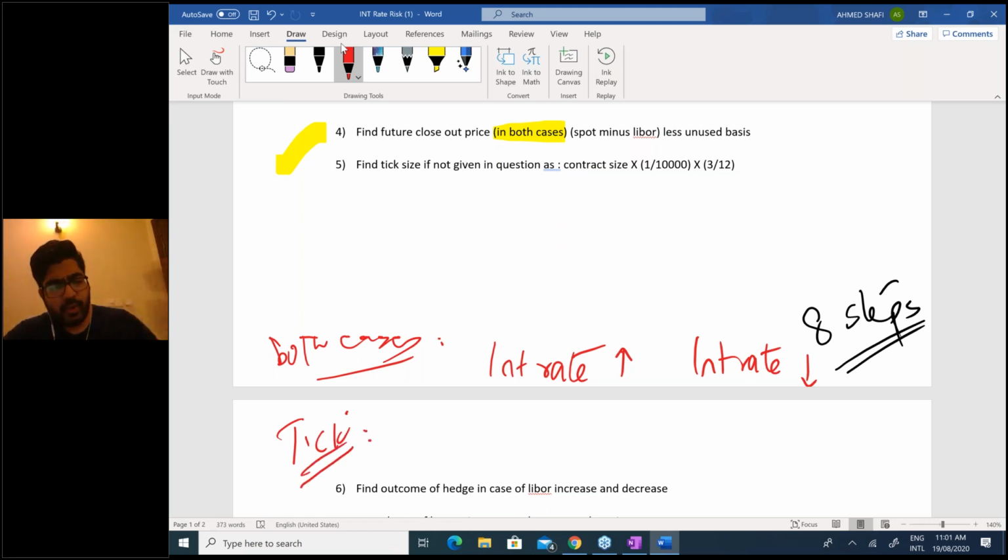Again, in the majority of the questions, tick is given. If tick is not given, step 5 states you need to find tick as contract size into 1 over 10,000 into 3 by 12. What is tick?